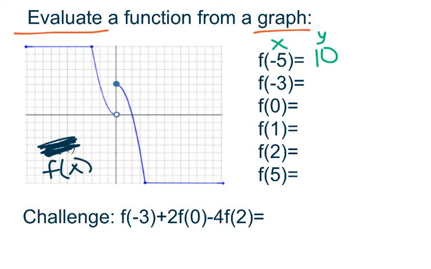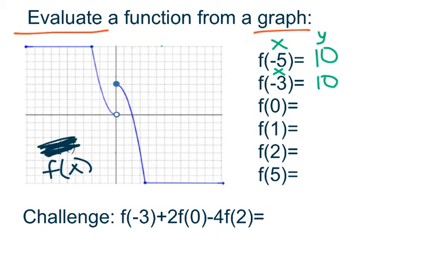The next one says if x is negative 3. So I'm going to look on the graph for a closed-in point that would have an x coordinate of negative 3. So if I use this point right here, that coordinate point would be negative 3, 0. So when x is negative 3, y is 10.